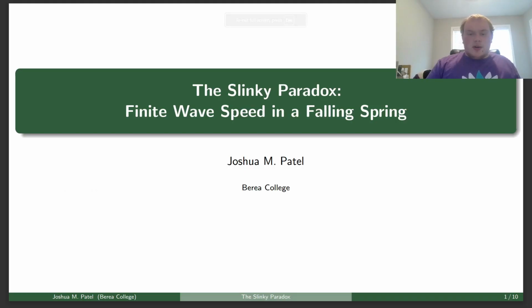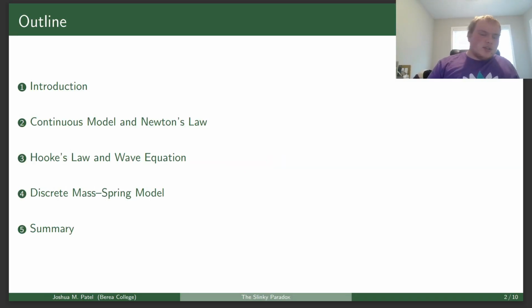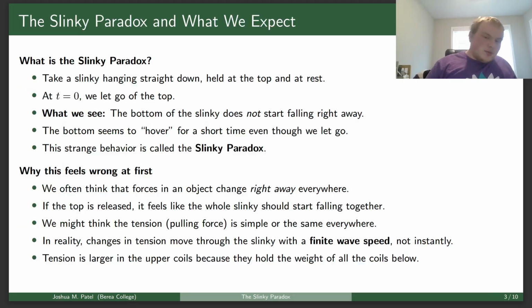So let's get started. We're going to have an introduction, define the continuous model, Newton's law, Hooke's law, and the wave equation, and then how we do a discrete mass-spring model for computational methods.